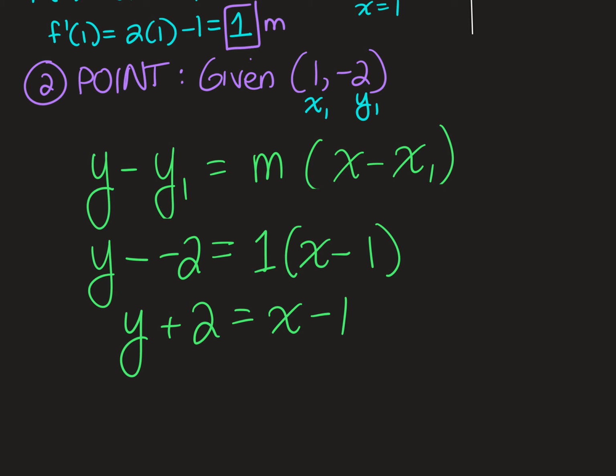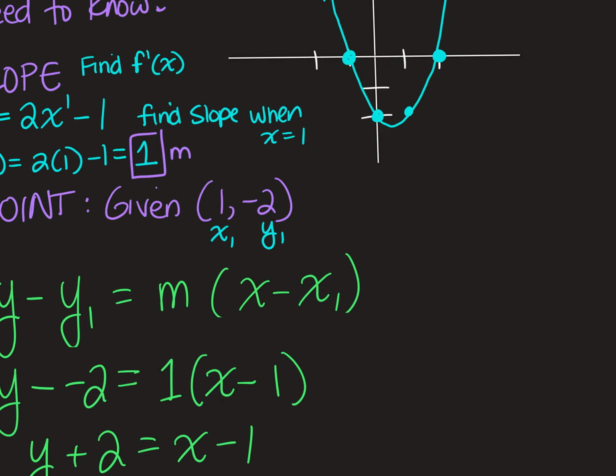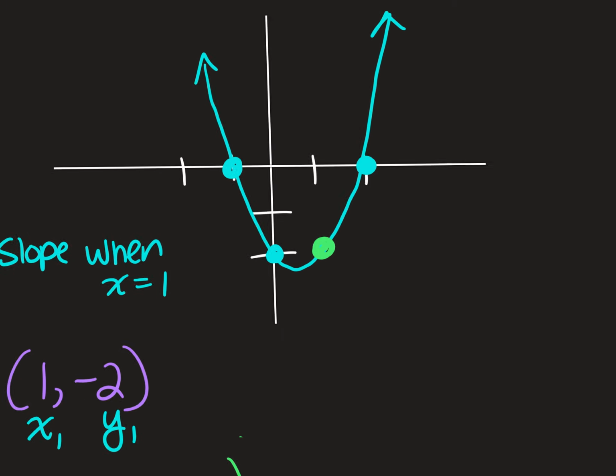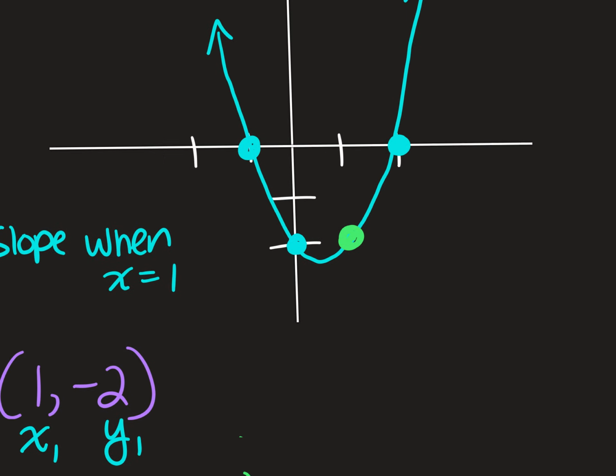If I were to graph this, my point is at 1, negative 2, and I have a slope of 1. If I go back up and sketch that on my graph, I'm at this point, and I have a slope of 1. So I go up 1, right 1, puts me here. I could also go down 1, left 1, would put me right about there. And if I look at that line, it does in fact look like it's going to be tangent.